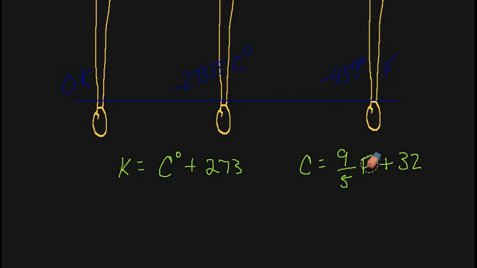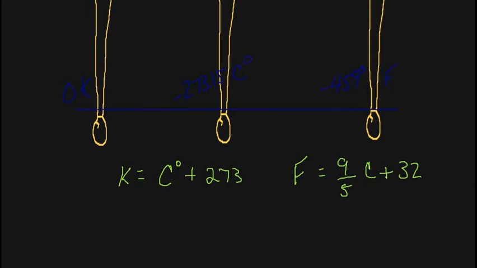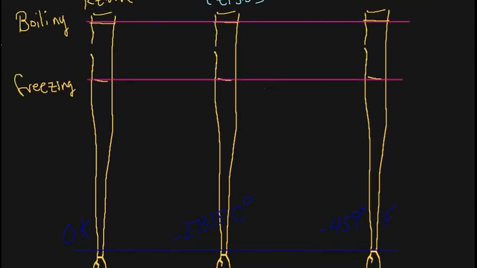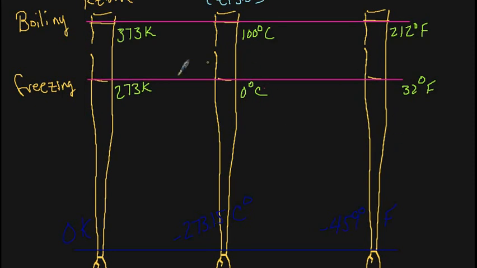No, I totally mixed that up. Those two are backwards. That should be Fahrenheit is 9/5 Celsius plus 32 degrees. So, if we scroll back up here, our boiling point is 373 Kelvin, is 100 degrees Celsius, and is 212 degrees Fahrenheit. Freezing is 32 degrees Fahrenheit, 0 degrees Celsius, and also 273 Kelvin. So these are the comparisons.